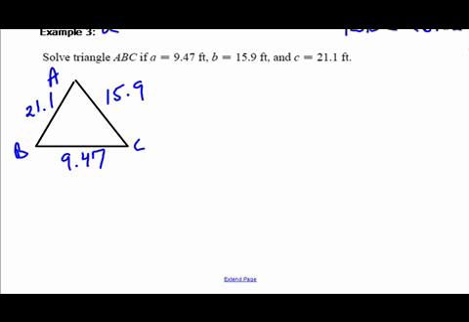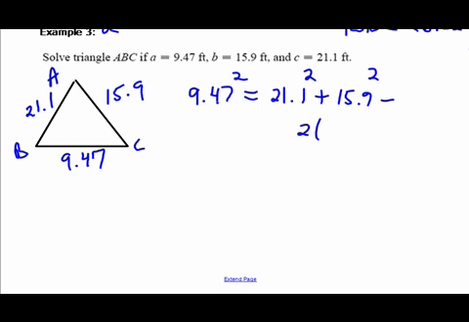So let's just write that we have 9.47 squared. Doesn't really matter which angle you find first. We should all end up with the same three angles. But I wrote the fact that 9.47 squared is equal to 21.1 squared plus 15.9 squared minus 2 times 21.1 times 15.9 times cosine A.